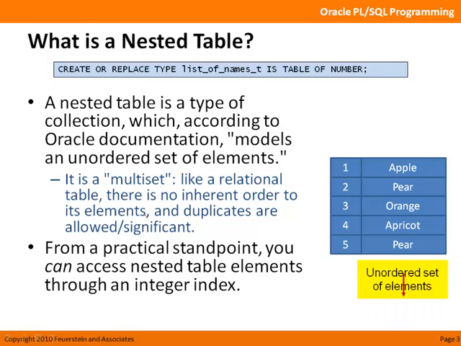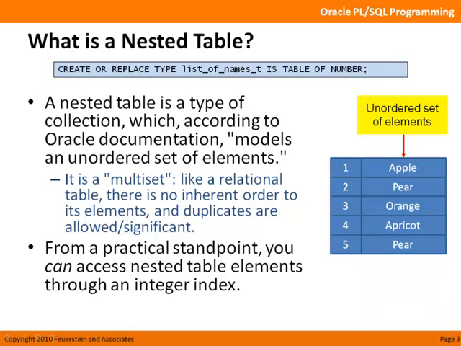So even though inside the nested table you've got a list of elements and they have no inherent order to them, which is what you see here: apple, pear, orange, apricot, pear, or whatever, my list of fruits. There's also implied and available to you an integer index that you can use to iterate through the contents of the collection and even access elements at a given location.